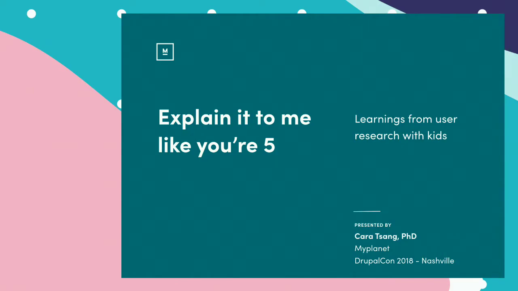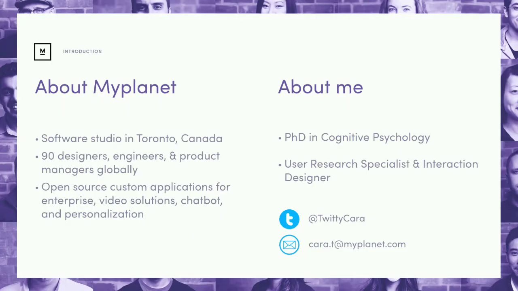The title of it is Explain It to Me Like You're Five, Learnings from User Research with Kids. So a quick introduction before I jump into it. I'm Kara Singh. I work at My Planet. We're a software studio in Toronto, Canada.